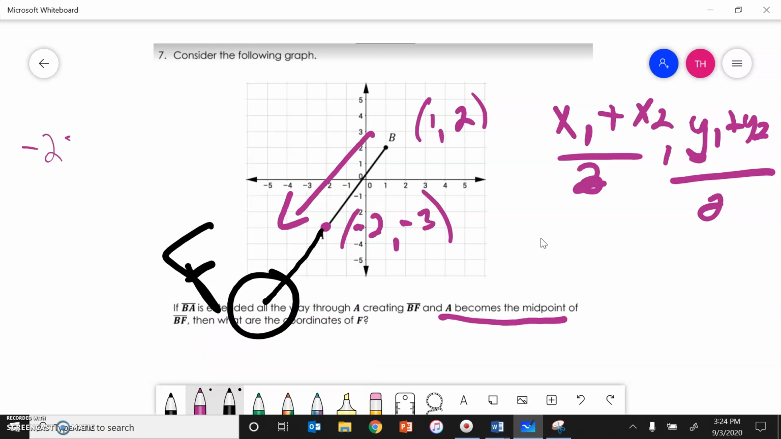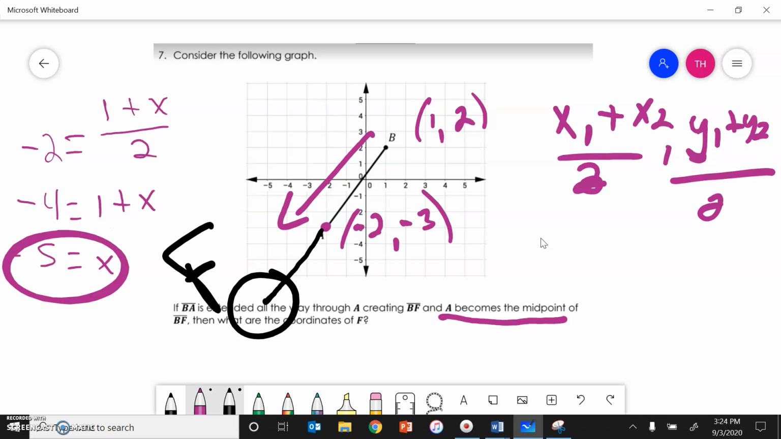So I would write -2 equals, the x that I know is 1, so 1 plus x over 2. Cross multiply, and I get -4 equals 1 plus x. Subtract 1 from both sides, and x equals -5. So -5 is the x-coordinate of point F. Then I do the same thing for y. The midpoint value of y is -3, and the y that I know is 2.